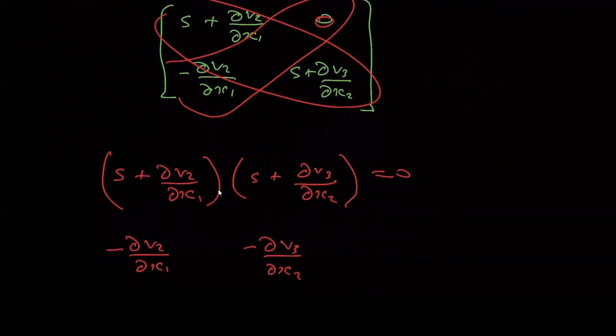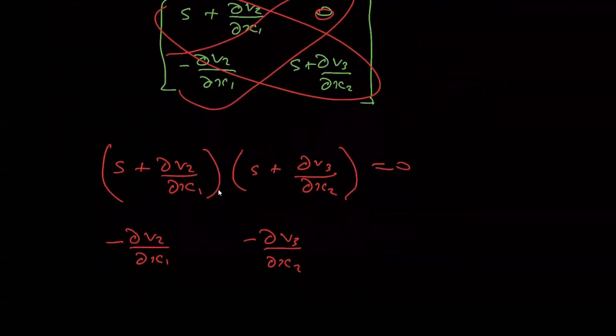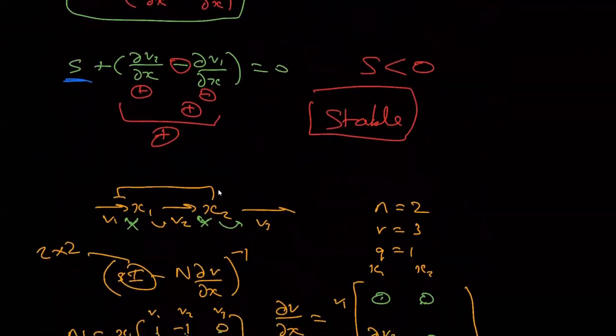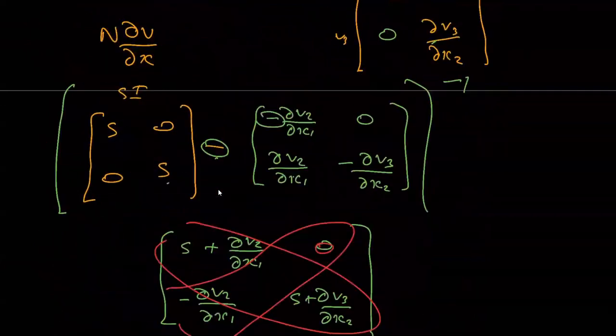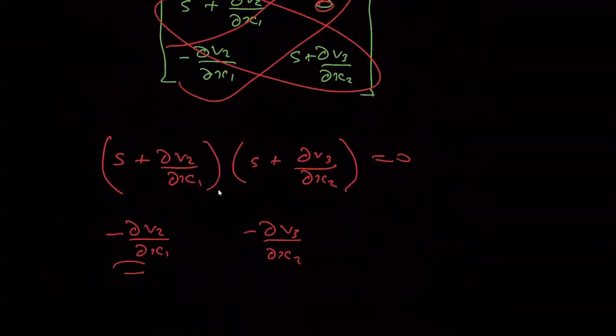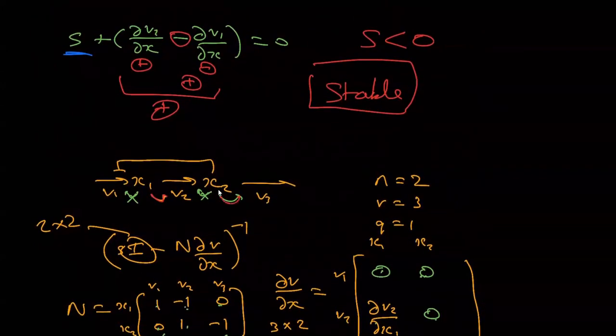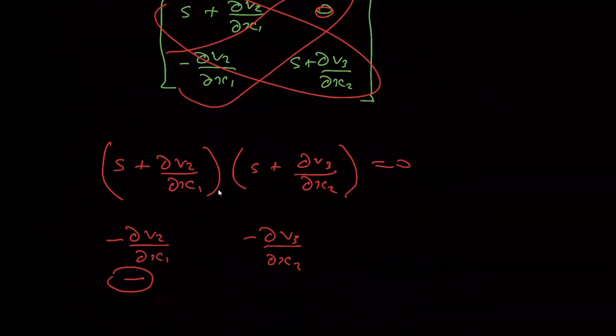So what can we say? What are the signs of these? x1 on v2 was this one, and that was positive, so this is definitely negative. And x2 on v3 is this one here, that's definitely positive, therefore that's negative as well. There's a minus there, don't forget that. Both of them are negative, therefore it's stable. So it's stable no matter what.